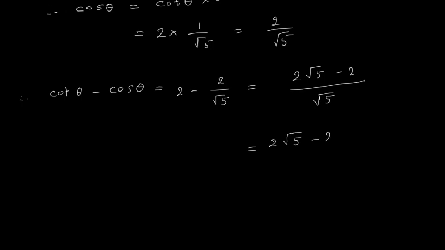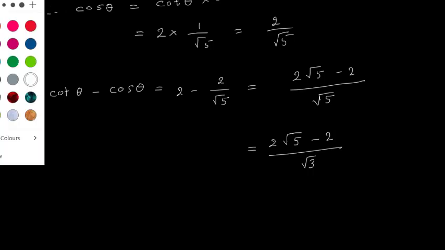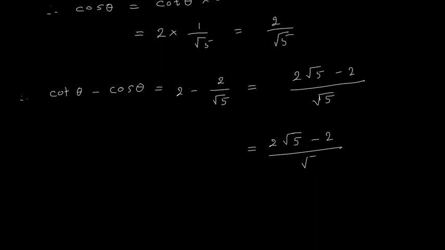We can multiply and divide, I will say, this fraction by root 5. So in the denominator I have root 5, so let us multiply by root 5 and divide by root 5.